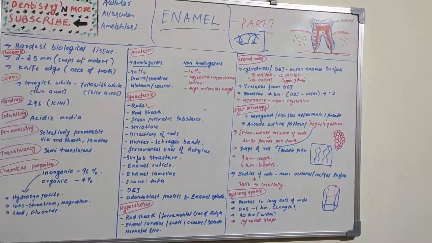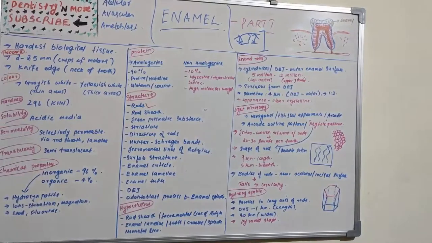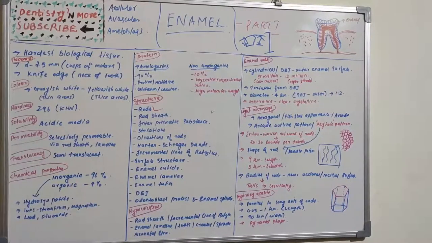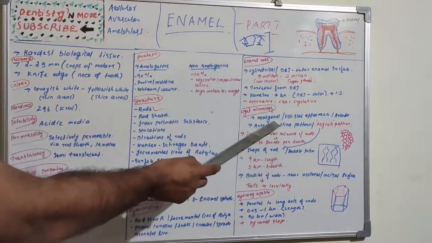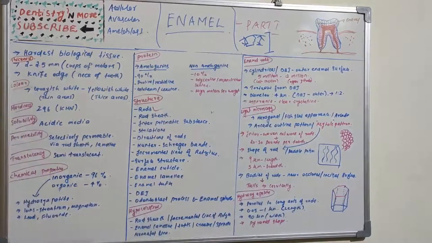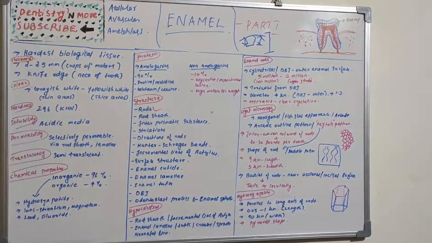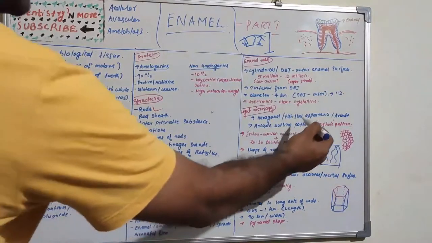In light microscopy we have these rods as hexagonal in shape. So this is a basic picture of enamel. Hexa means six, so six sides: 1, 2, 3, 4, 5, 6. Basically these enamel rods are hexagonal because they look like asymmetrical structures with six sides. Whereas in cross section, it looks like a fish scale appearance. Fish scale appearance in cross section, and in light microscopy it is hexagonal in shape.